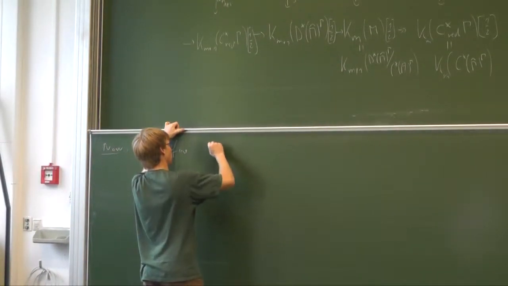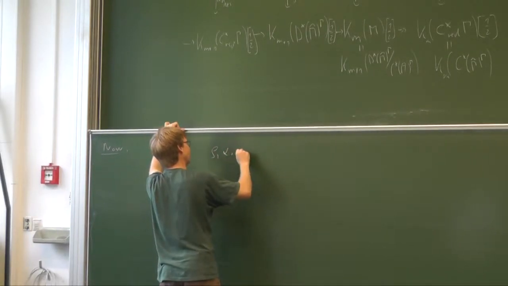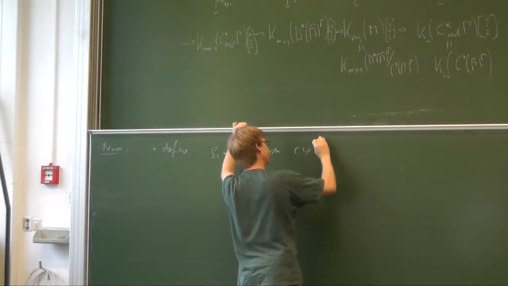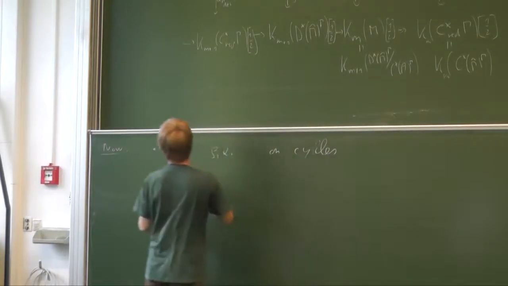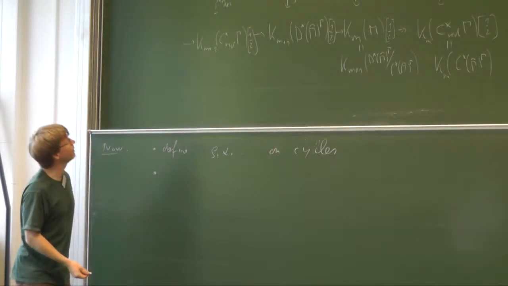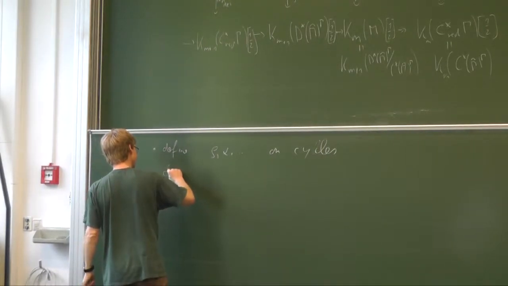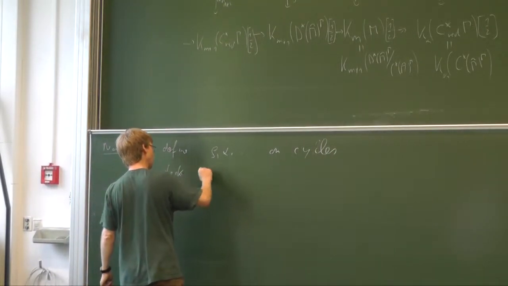Define rho alpha on cycles. Once we have done that, we're not yet done because we have to check that things are well defined.